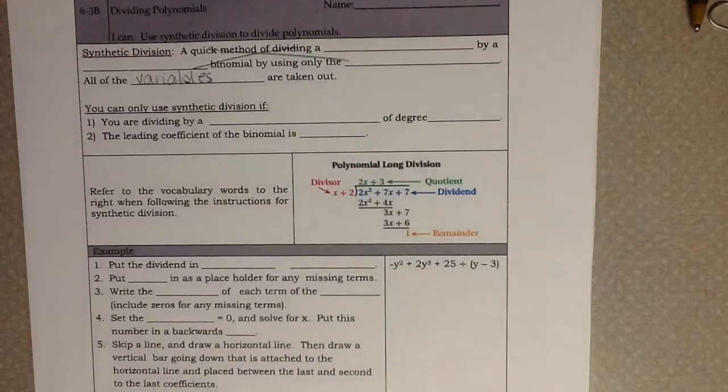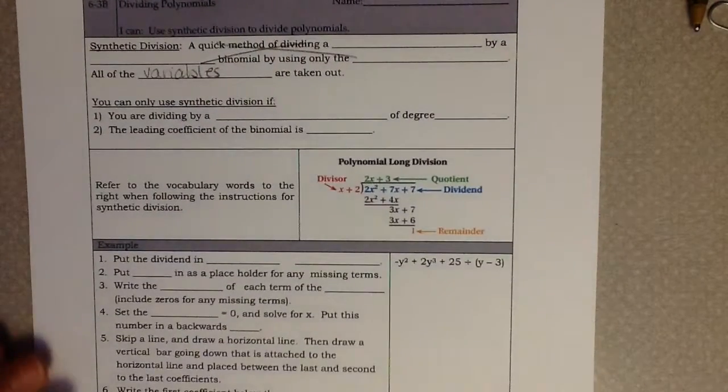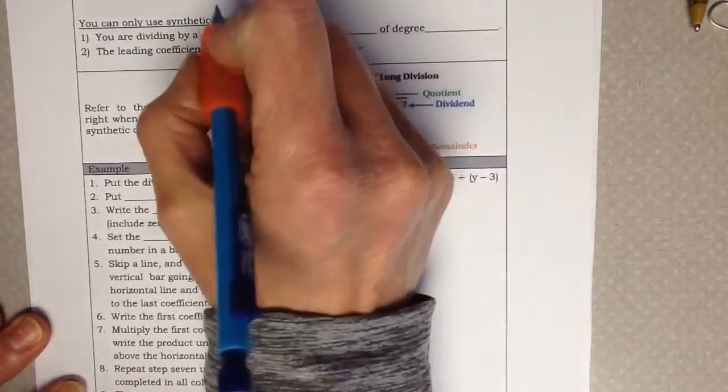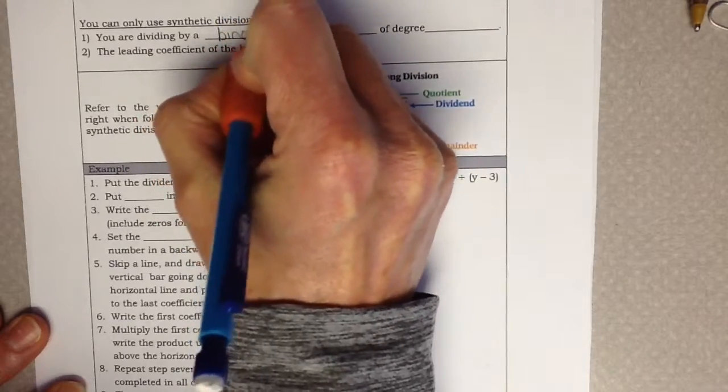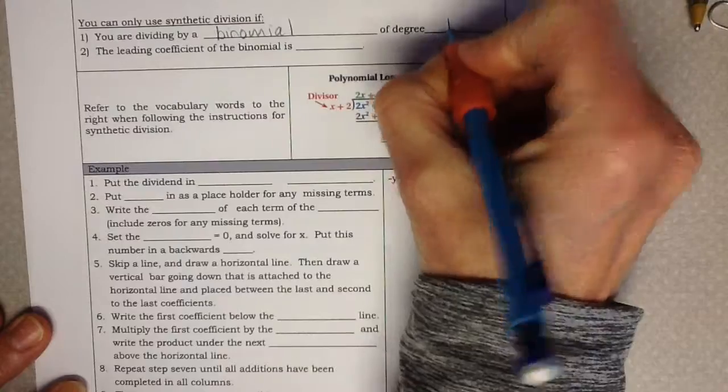The only problem is you can't use it for every type of problem. So there were several questions on yesterday's homework you would not be able to use it on. The only time you can use synthetic division is if you are dividing by a binomial. Remember, binomial means two terms of degree 1.